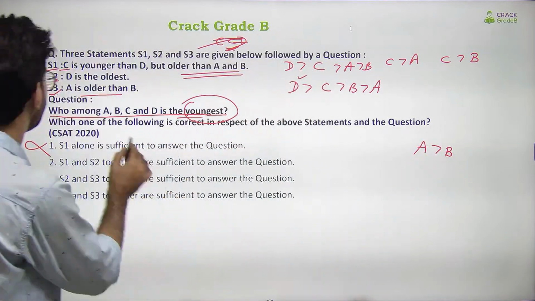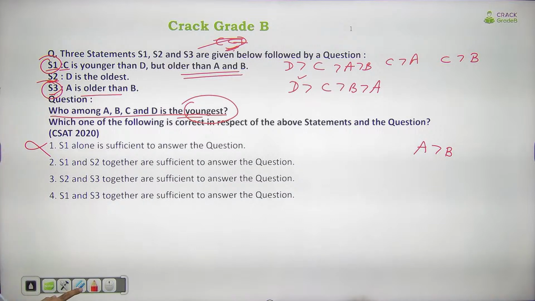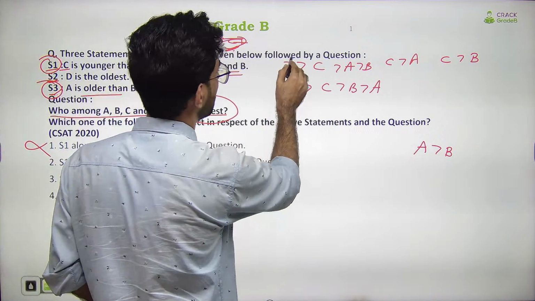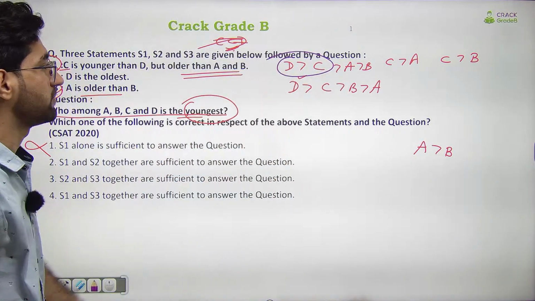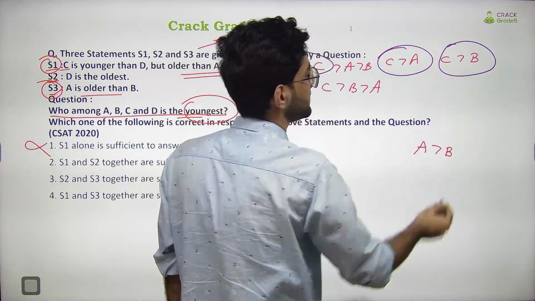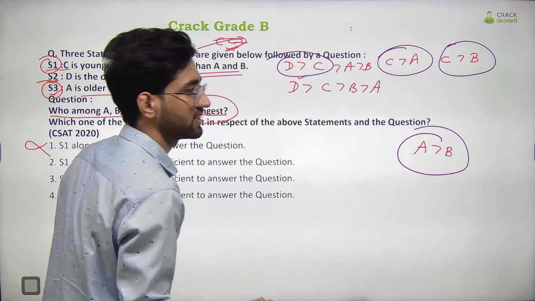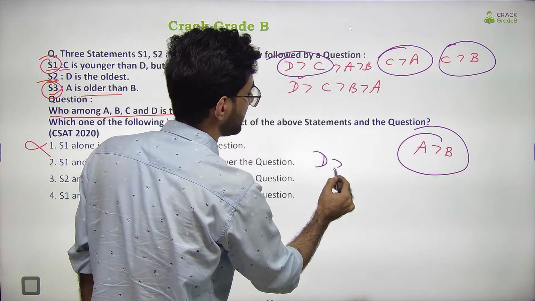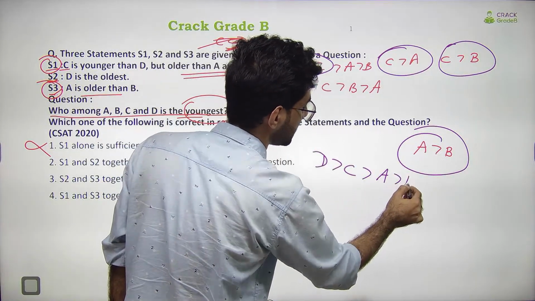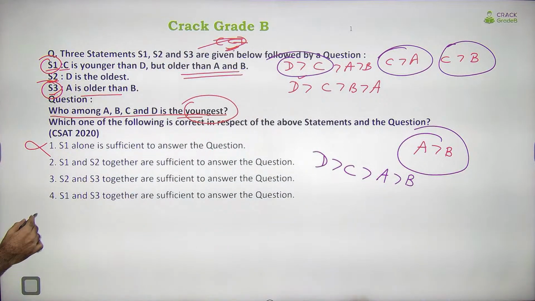Now tell me, if you combine statement 1 and statement 3, we can answer the question. See, we know that from statement 1 D is elder than C, C is elder than A, C is elder than B. And if you look at statement 3, we know that A is elder than B, right? So basically you can write D is elder than C, C is elder than A and A is elder than B. We have combined statement 1 and statement 3. So what is the correct answer? The correct answer is option 4.